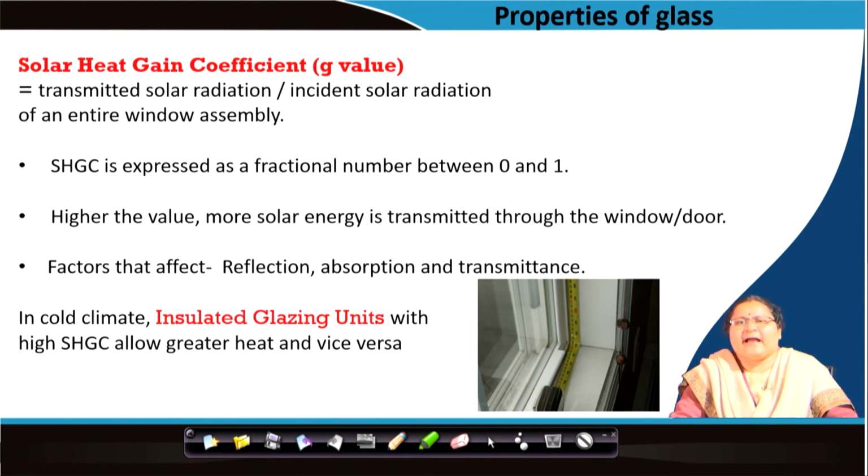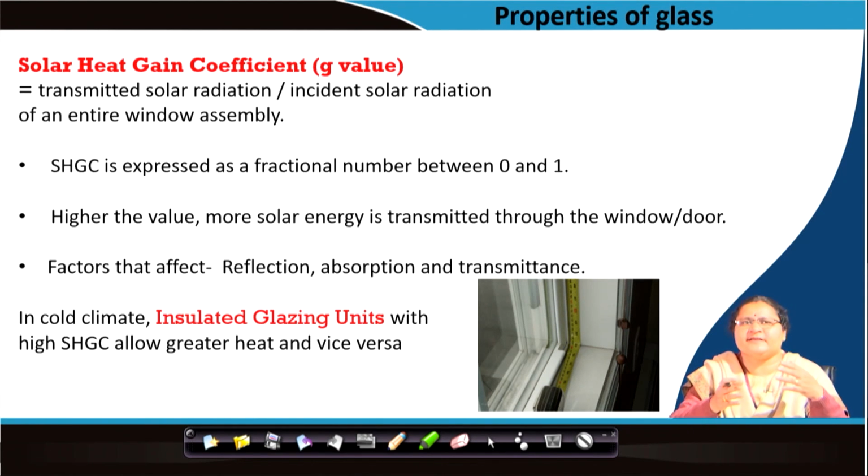Let us come to another property, the solar heat gain coefficient or SHGC of glass, which is also called the G value. It is the ratio of the transmitted solar radiation through the glass surface to the incident solar radiation onto it. So, if there is a window with one glass pane, the transmitted solar energy inside the building divided by the total energy incident on it is the G value. So, obviously, it is a ratio and it is between 0 and 1.